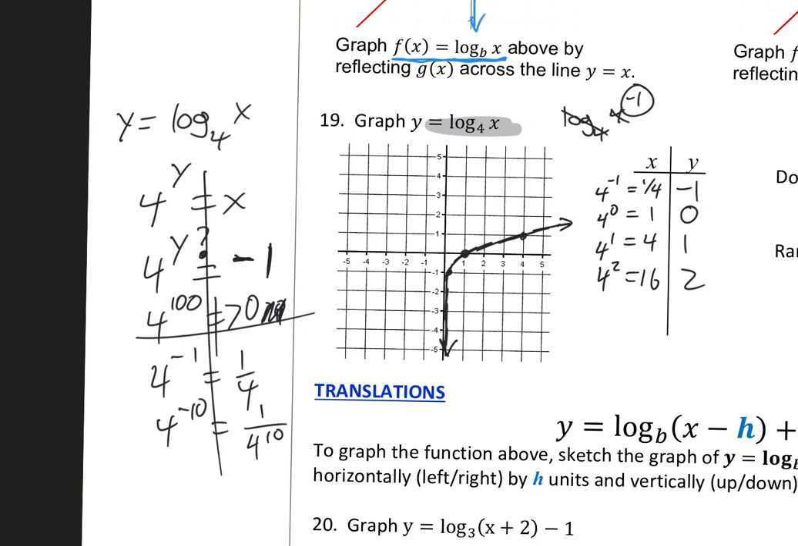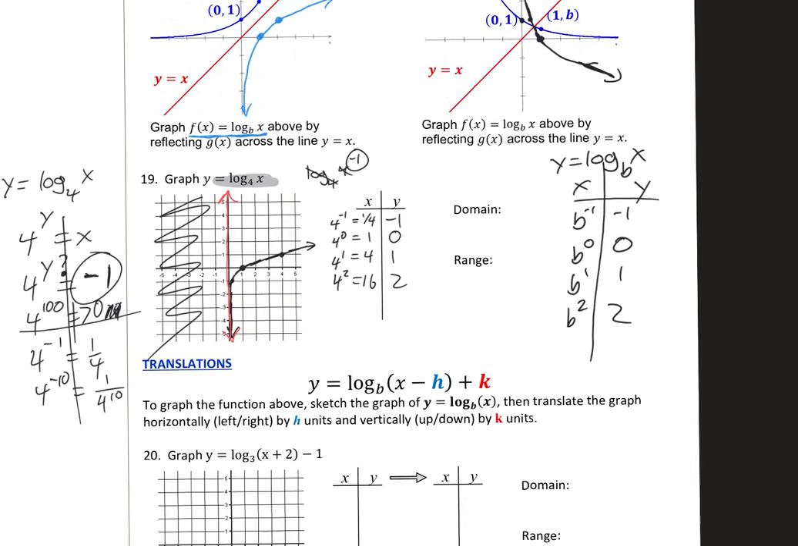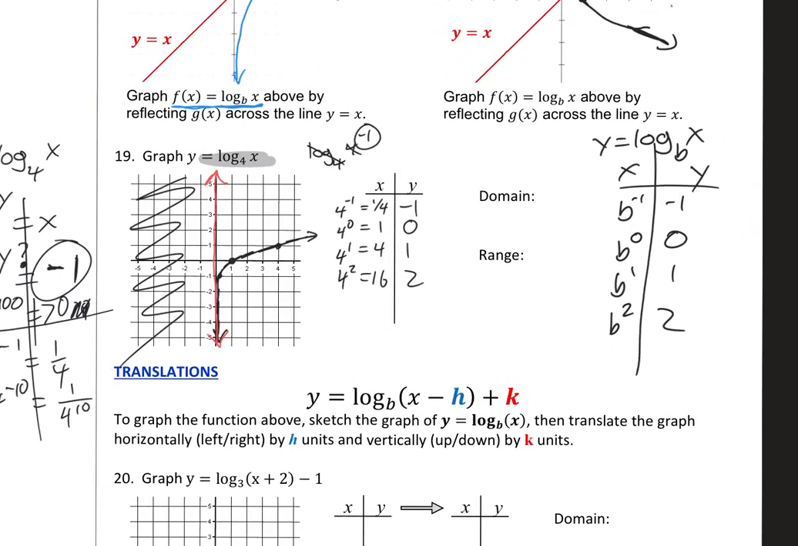So that's why there is no way to get a negative number, and that's why you'll never have anything on this graph, and that's why we have an asymptote right here. So that's how that works. Hopefully you can see why we get an asymptote here. All right, so what does that mean my domain is? That means it's all x values greater than 0. What's my range? The range is all real numbers.